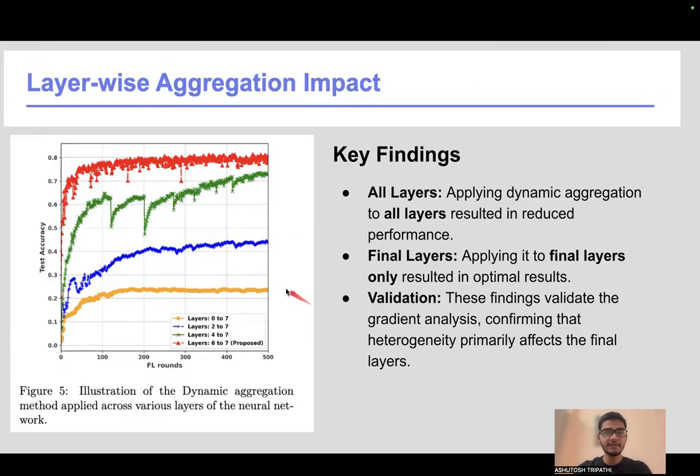And then next, we have done the layer-wise aggregation impact. So we have applied our dynamic aggregation strategy on all parts of the neural network. When we have applied it in all of the layers, we see reduced performance. The performance is the least, and when we apply it to the final layers, we get the highest performance. So this also validates the gradient analysis that we have done prior, where we have seen the gradient amplification is only in the later layers, and we also see the performance is highest when we have applied this dynamic aggregation in the later layers only.